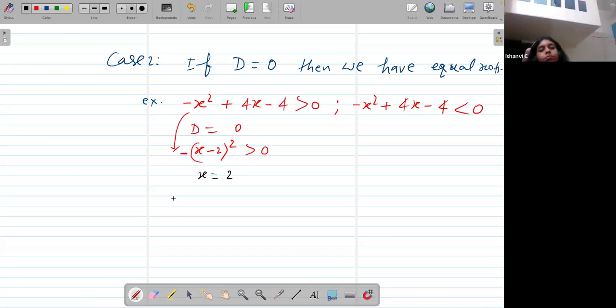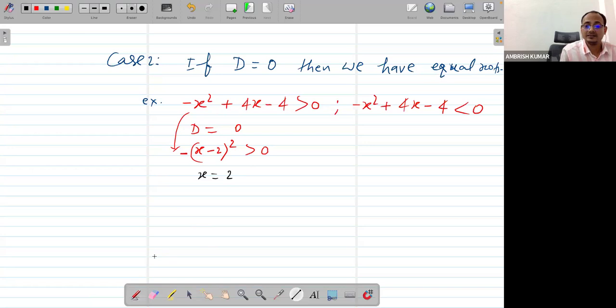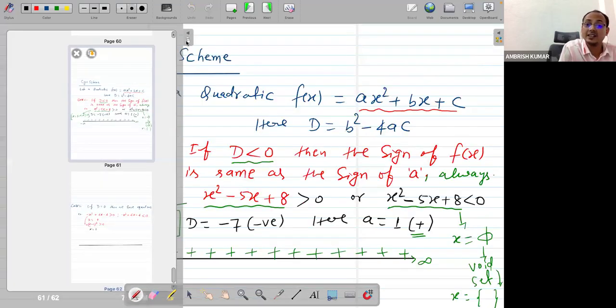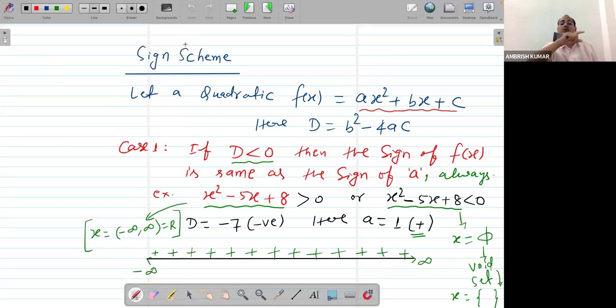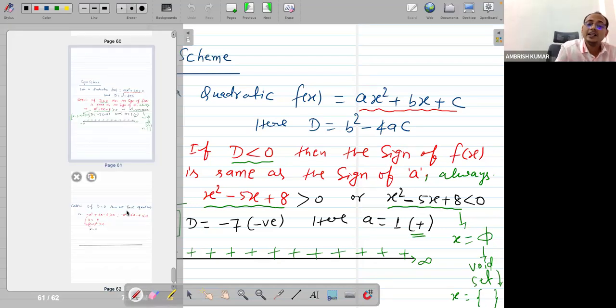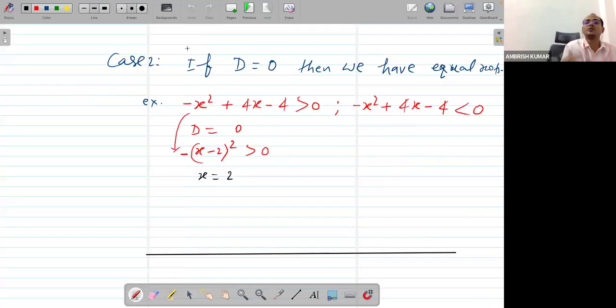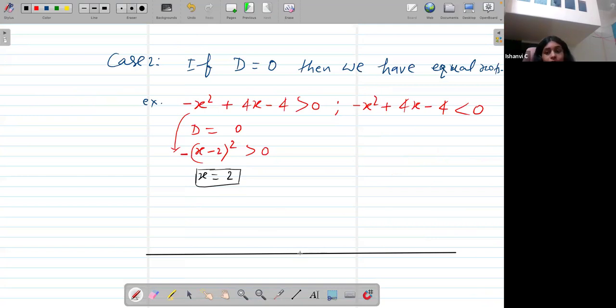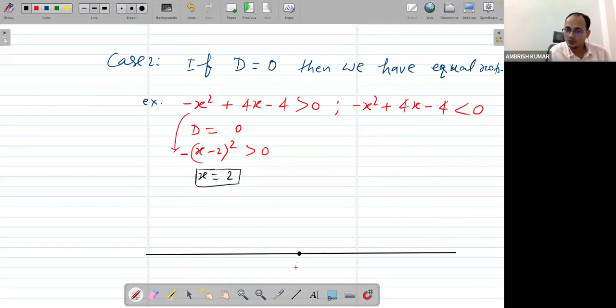Yes, sir. Now, in this case, the rule is almost the same as the previous rule, but only one difference is there. In the previous case, the given expression can't even be equal to 0. Either it will be always positive or it will be always negative. But in this case, yes, it can be 0 for one particular situation, when the value of x equals the root of this equation. Yes. Somewhere we have 2 on the number line. So for 2, the value of the expression is going to be 0.